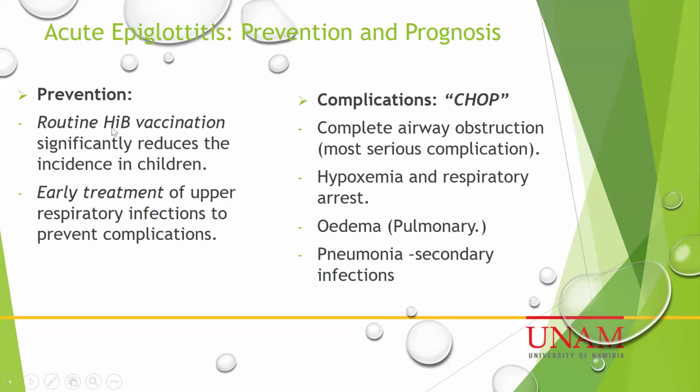So prevention, routine H influenzae B vaccination, and early treatment of upper respiratory infection to prevent complications. All right, complications, CHOP, complete airway obstruction, which may lead to hypoxemia and respiratory arrest. Patient may have edema, negative pressure pulmonary edema, and you can have pneumonia occurring as a secondary infection.